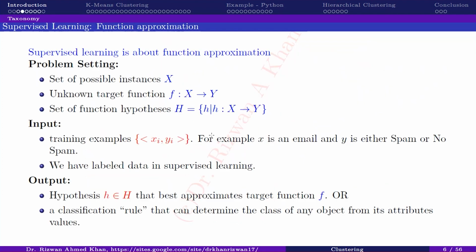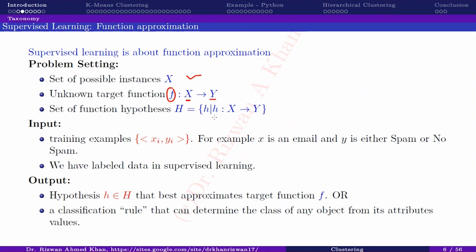This we have already seen. This is the typical setting of supervised machine learning. You are given a set of possible instances x, and we are trying to find a function that maps inputs to outputs. So x is the feature vector on input, and y is our output.